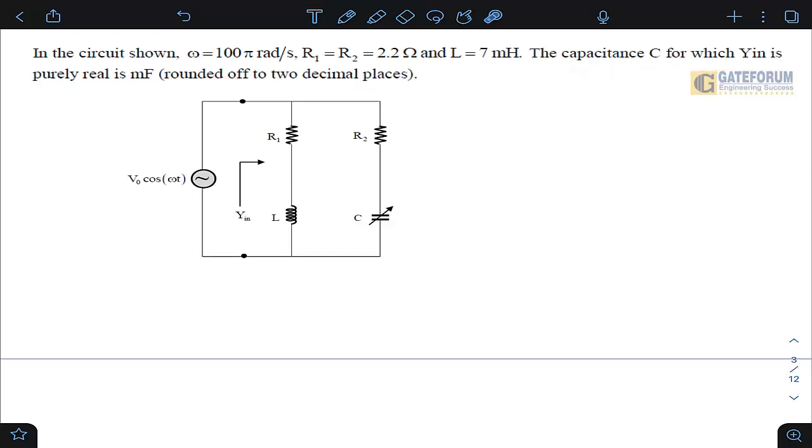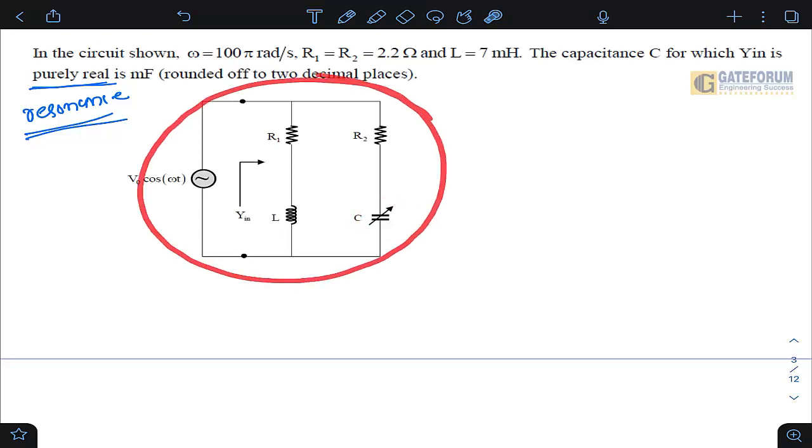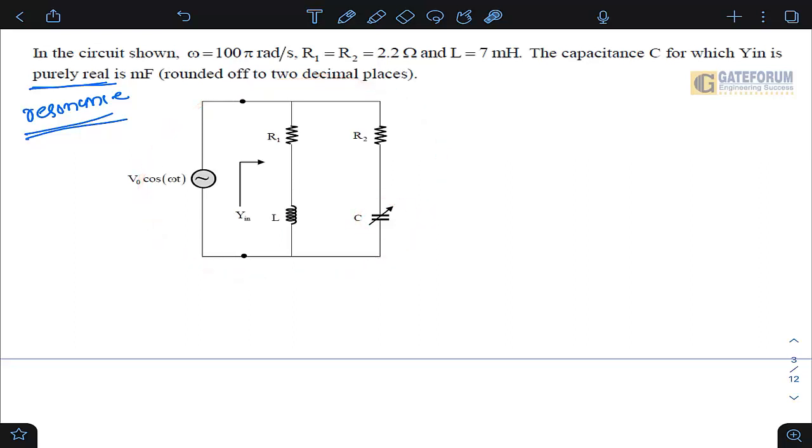Okay. So we are supposed to find what is the value of this capacitor so that this admittance Y in is purely real. What is the meaning of purely real? The meaning of purely real is the circuit is operating under resonant frequency or under resonance condition. Because in general, impedance and admittance are complex quantities. So if the imaginary part is going 0, if they are purely real, it means that the circuit is under resonance condition. In other words, we are supposed to find what should be the value of this C so that this circuit is operating under resonance condition. That is what the question is.